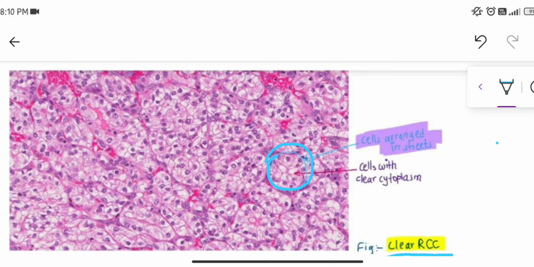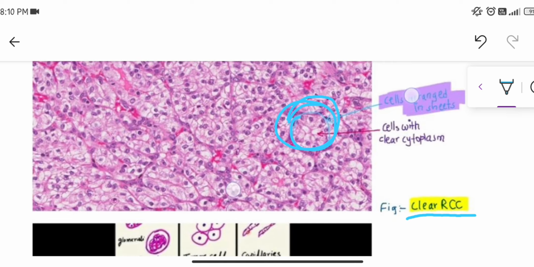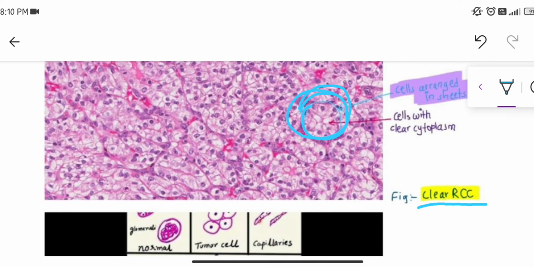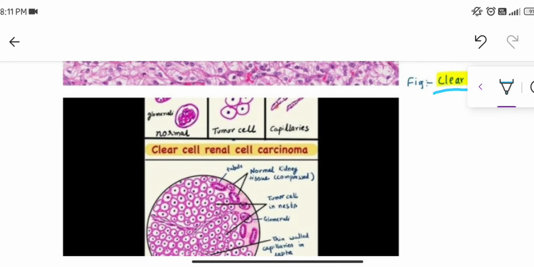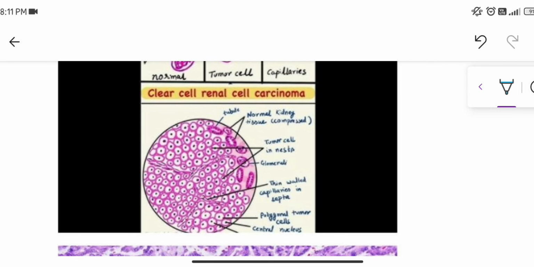Their cytoplasm is cleared due to the storage of what I already told you: the deposition of fat and the deposition of glycogen. These cells with clear cytoplasm can be stained with PAS as well as oil red O stain, so they are PAS positive as well as oil red O positive. Here you can see the image of the tumor cells with clear cytoplasm.